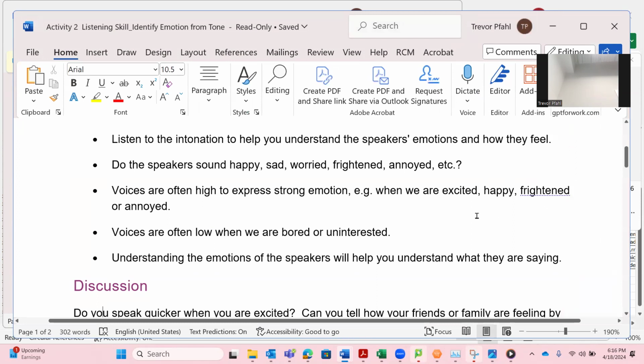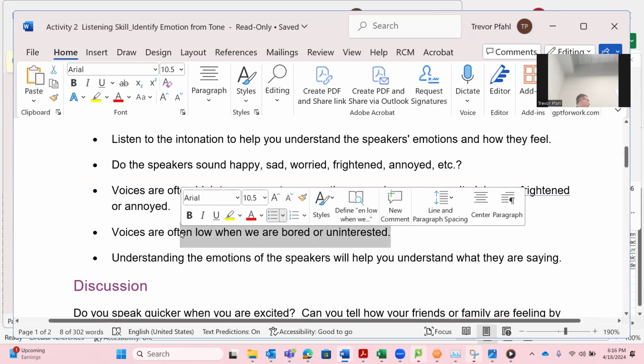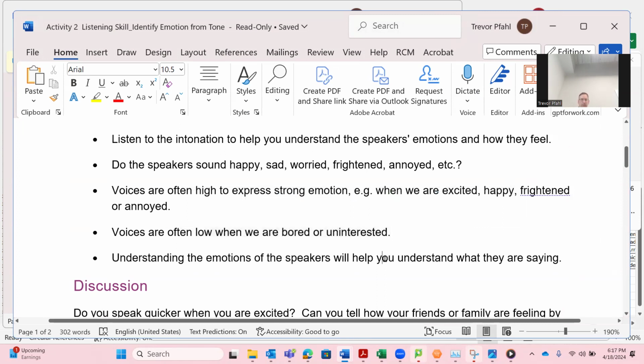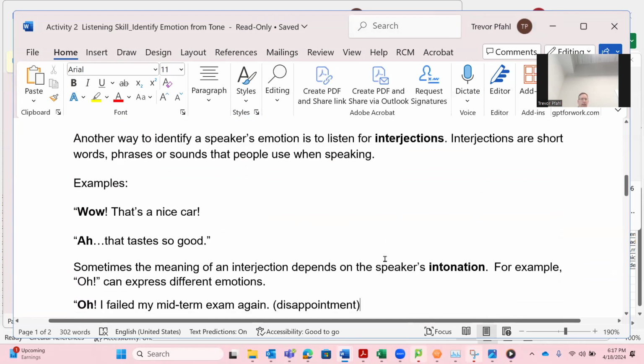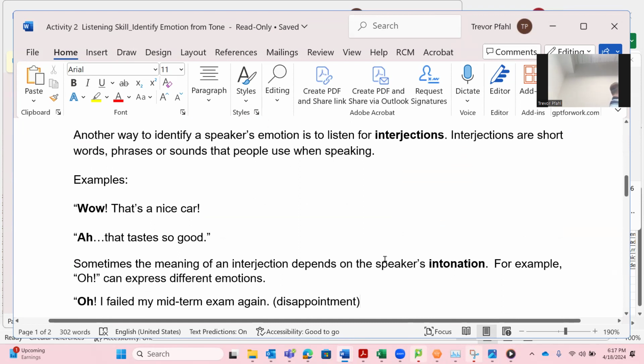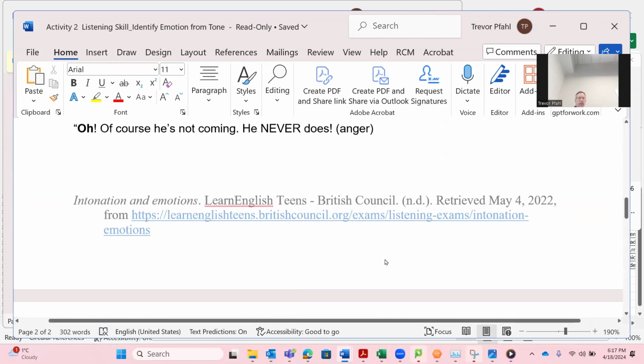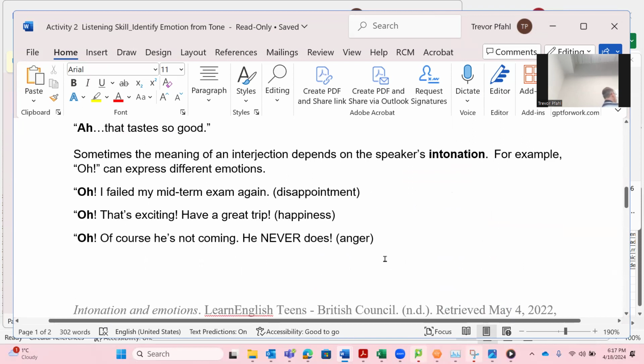Usually when you hear people's voices go high or they have a questioning going up, that's when they're excited, happy, frightened, or annoyed. If they're not interested in something, then they might feel low. The sound is kind of low, not very enthusiastic. Okay, and then it also talked about interjections, when people say wow, oh, really? Those types of one word phrases. Usually they have the interjection and then they have the phrase of what's happening, and based on what they're saying, that's where you understand what their meaning is.